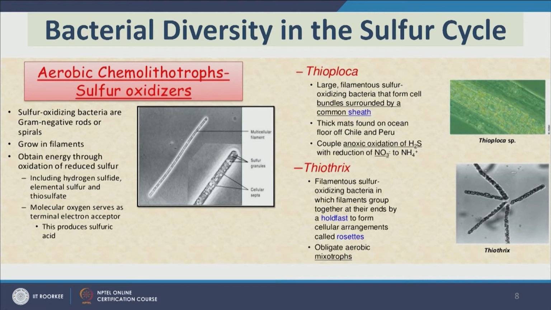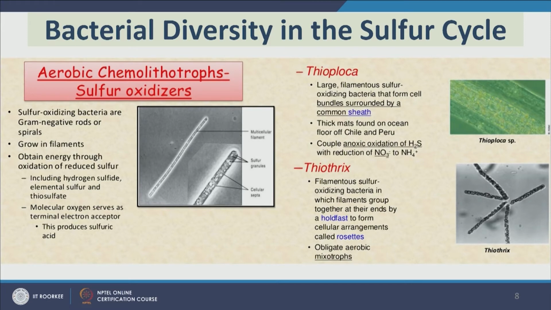Now let us look at sulfur oxidizers. So these will oxidize your sulfur to more oxidized forms of sulfur, such as sulfite or sulfate. And sulfur oxidizing bacteria are gram negative rods or spirals. So you can see morphologically they are pretty limited. And they grow in filaments, and they obtain energy through oxidation of reduced sulfur, which includes hydrogen sulfide, elemental sulfur, and thiosulfate. So they can oxidize all these forms of sulfur. So these are sulfur oxidizers, and sulfur is not necessarily elemental sulfur.